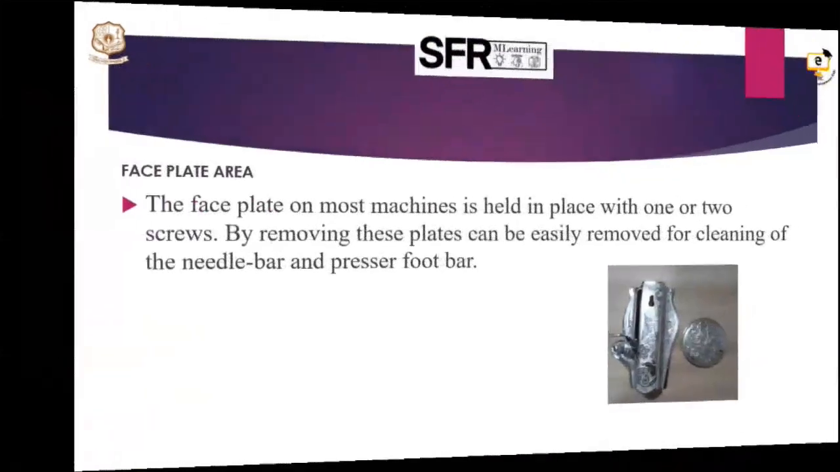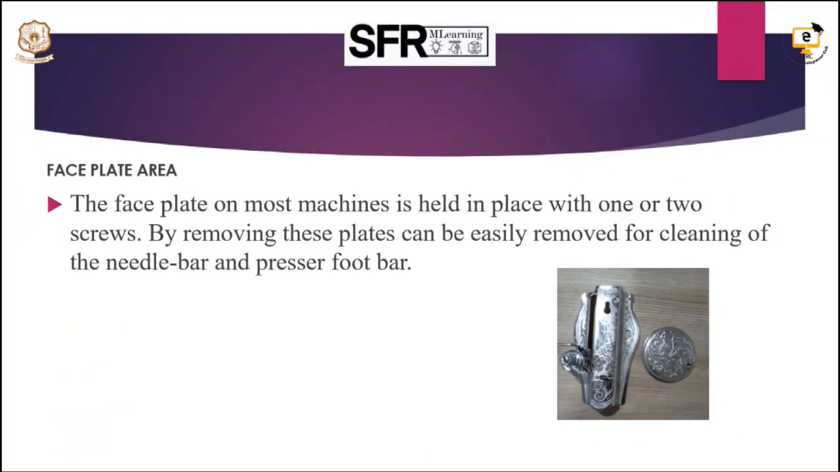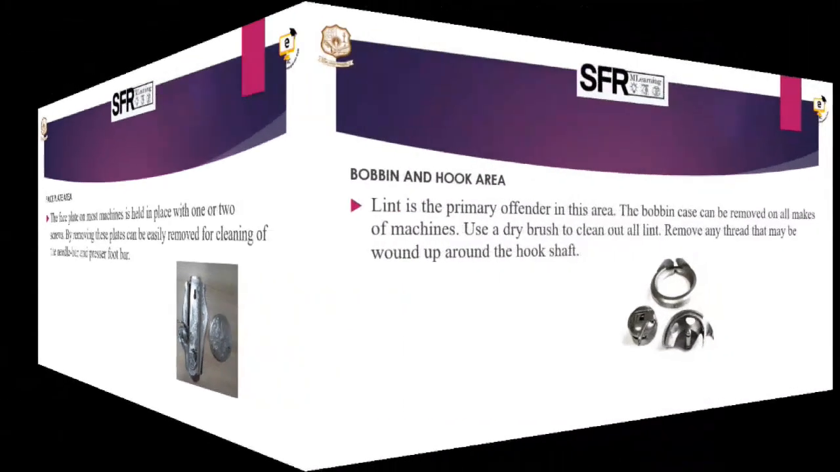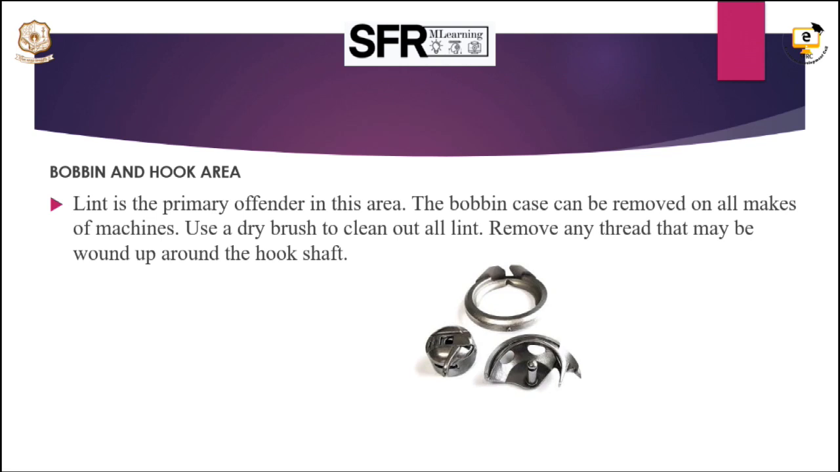And then the face plate area. The face plate area is mostly the machine side plate. By removing 1 or 2 screws, the plates can be easily removed. And then clean the needle bar, pressure foot bar and then the side throat plate, also easy to clean, and then attach the face plate. And then the bobbin and hook area.